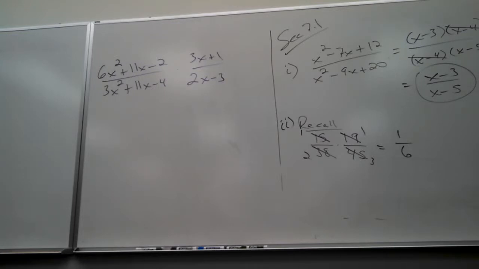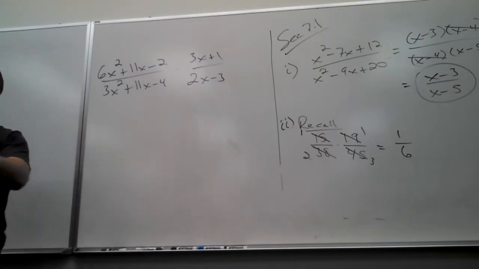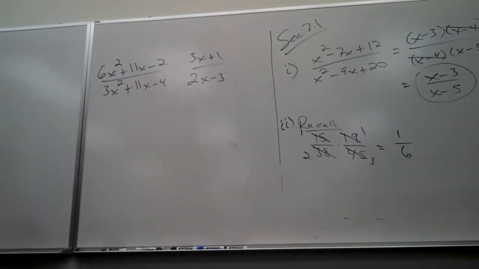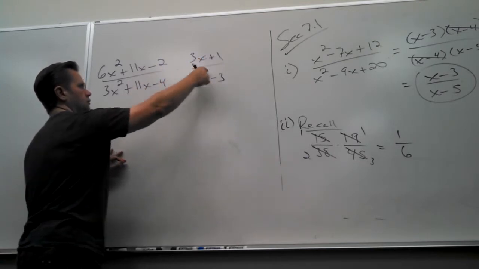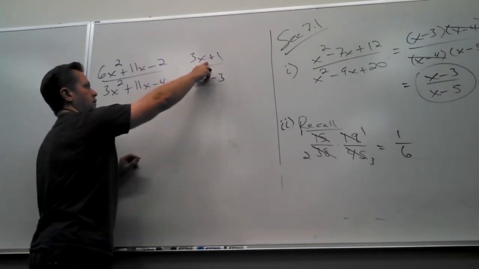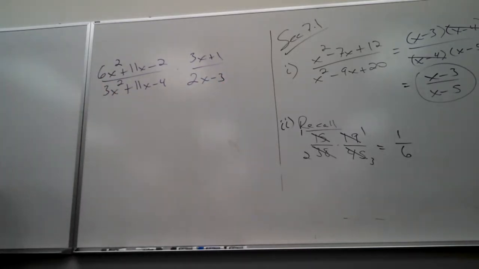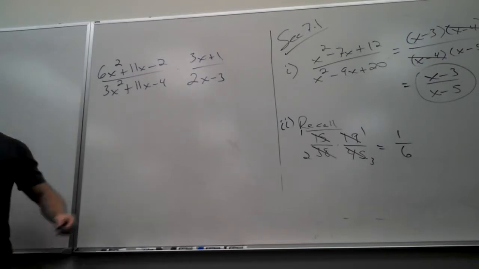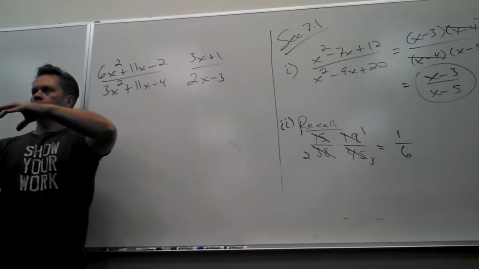Help me out here. In order for this to reduce at all, in order for this to be able to be simplified, do these reduce? Hell no, because what's the top got? 3x plus 1. What's the bottom got? 2x minus 3. They ain't got nothing the other one's got, right? How are we doing there? Neither one of them has an x. Neither one of them has a 2. Neither one of them has a 3. This one's got a 3x plus 1. This one's got a 2x minus 3.